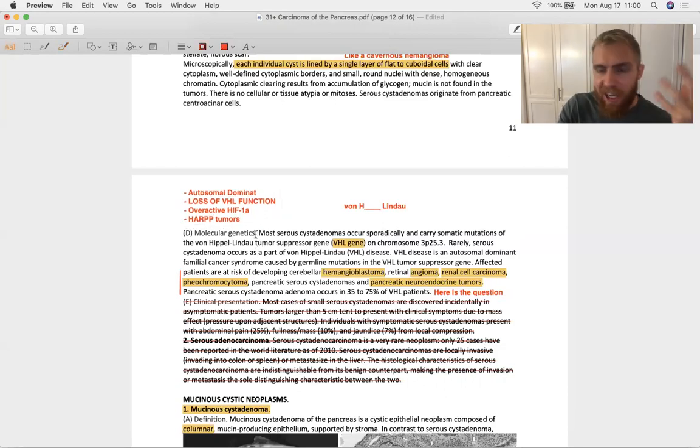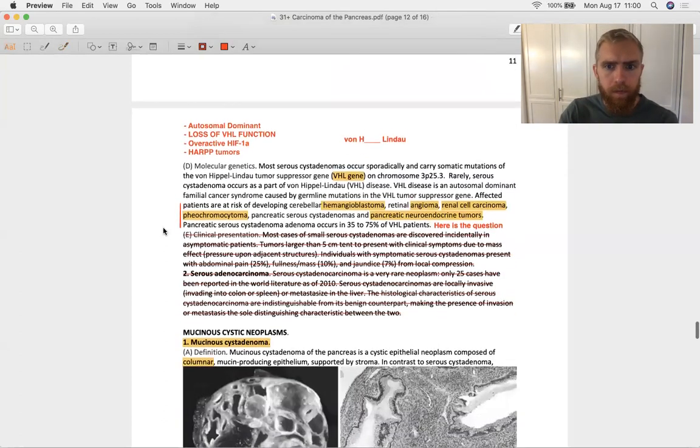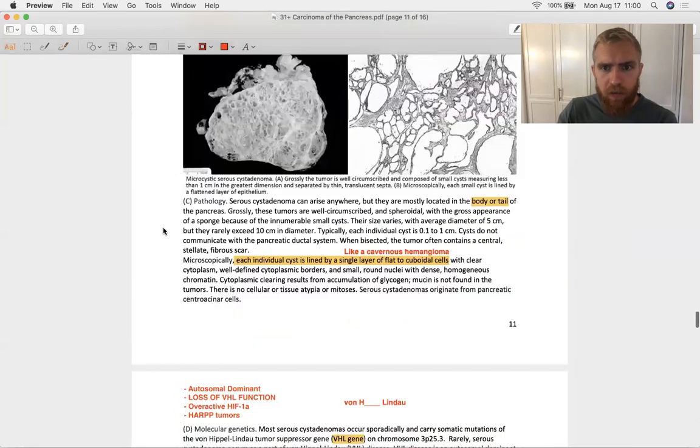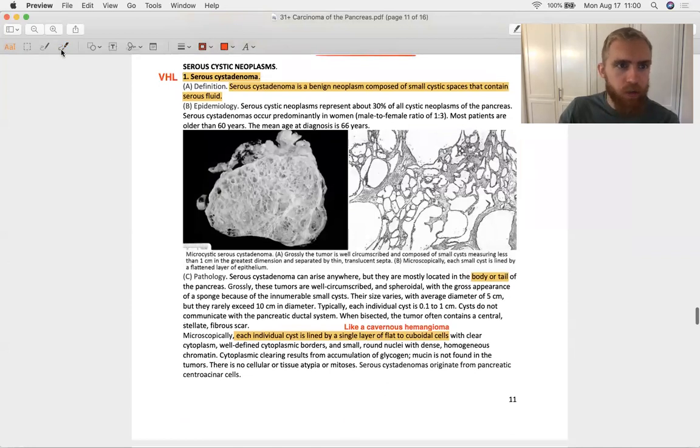So it starts with H. Remember all your H's for VHL. It's autosomal dominant, and it's also a tumor suppressor gene. It's a loss of function. So they want to ask you about the association for sure. And again, the diagnosis is easy to make.